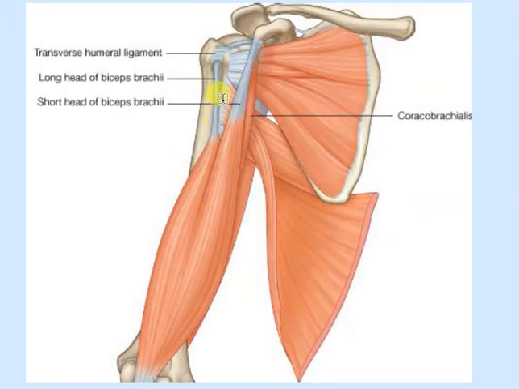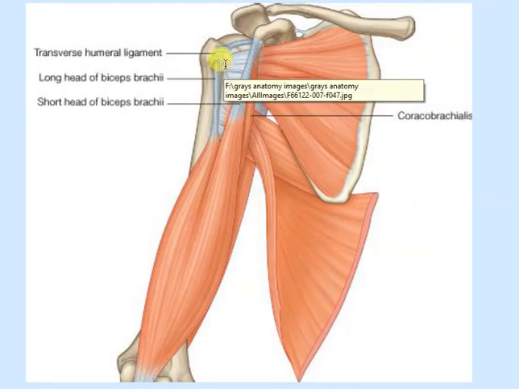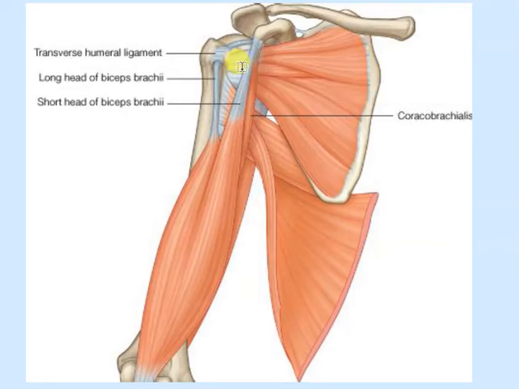The long head of biceps brachii passes through the fossa, or the groove, between the greater tubercle and the lesser tubercle. There is a groove there, which allows the tendon to pass, as you can see. But there the transverse humeral ligament holds it there so that it stays in that position. So that is the anatomy of these muscles.